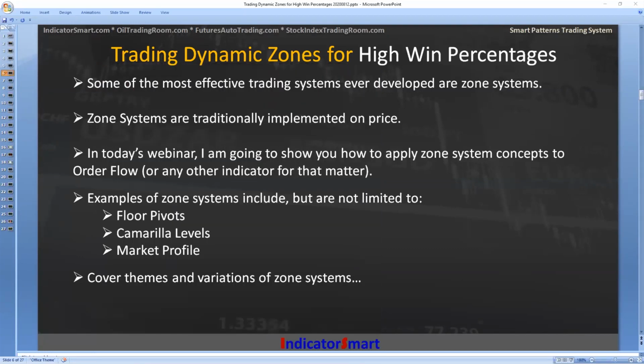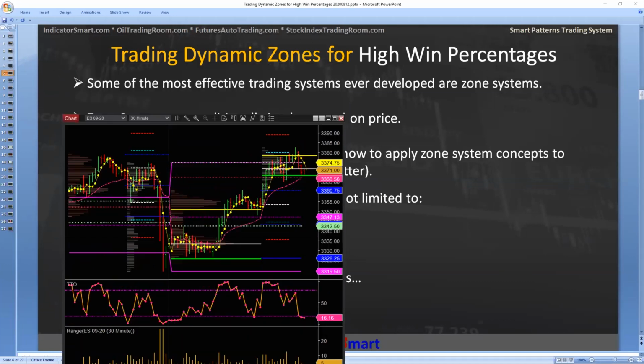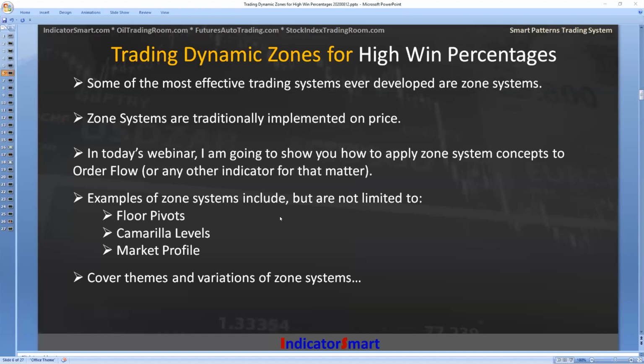So that's an example of a zone system. And these are just static levels on the chart. That value area doesn't change through the whole session. Now, you could have zone systems where the levels are changing. You could even consider tagging prior zones or pivots on the chart as a zone system. Just all different kinds of themes and variations of the way that you can think about these things.